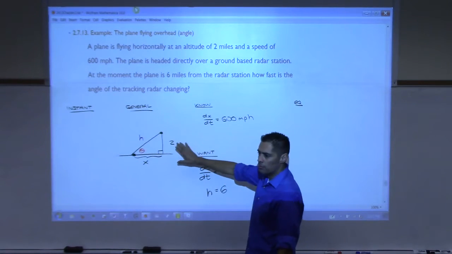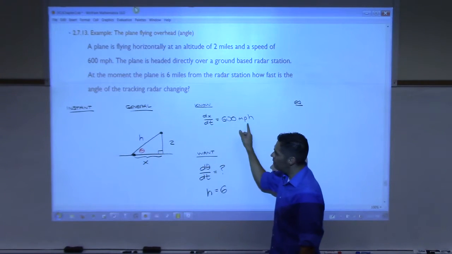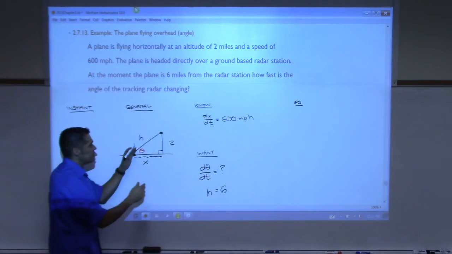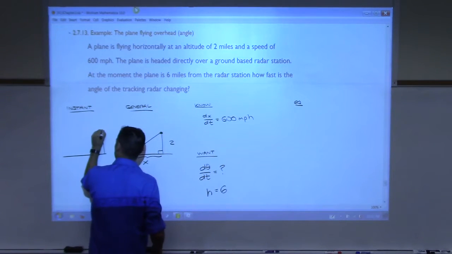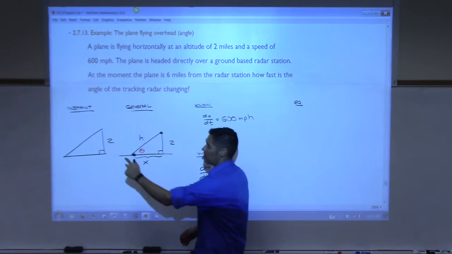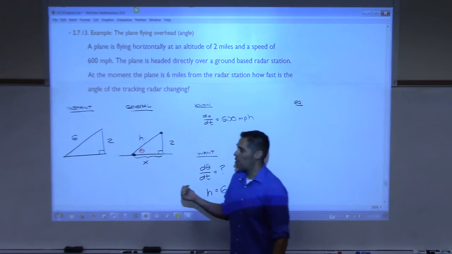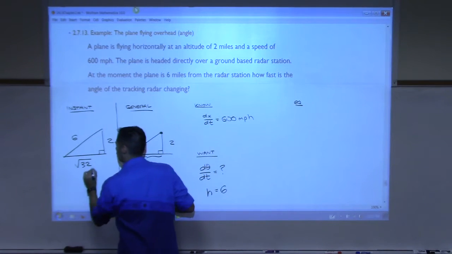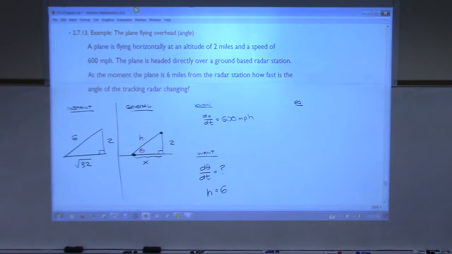Any questions on the picture? The plane is still 2 miles high. X is still moving across this way at 600 miles per hour. H is changing as time goes on, but so is theta. What does my instant picture look like? This is still 2, and 6 up here. And if that's 6, we already solved in the previous problem that this was root 32.